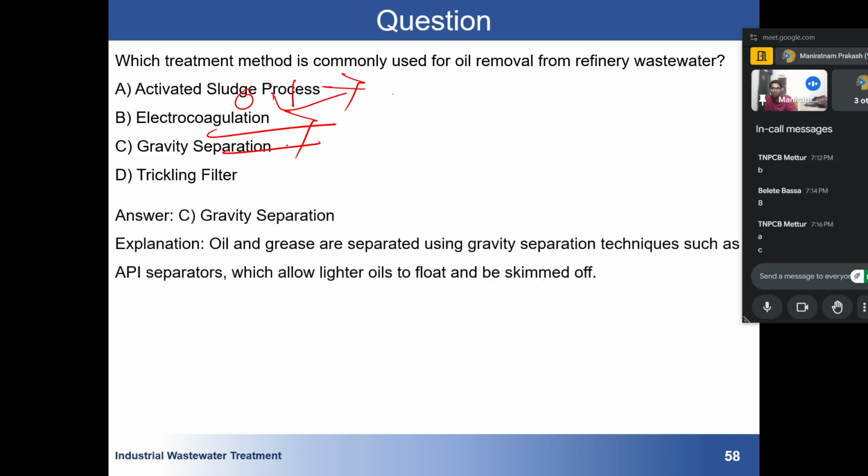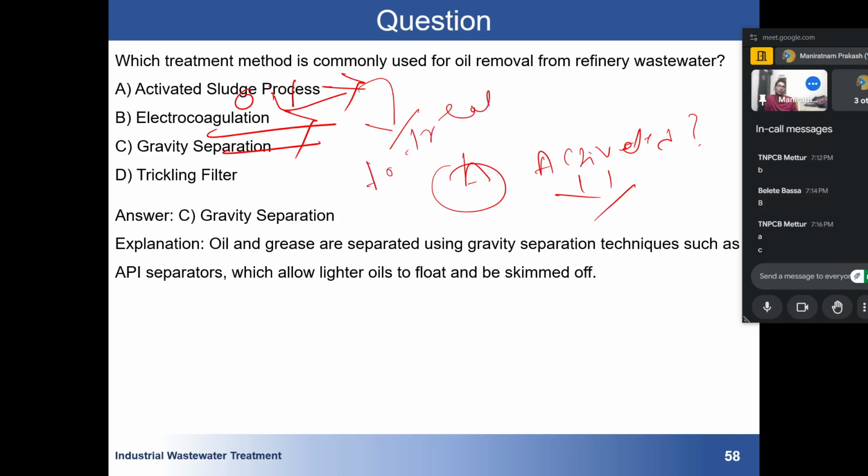C. Yes. Can anyone say where this first one is used? Activated sludge. What is its use? Where? You can write in the chat box. Where is the activated sludge process used? To treat what? Anyone? In every session I have discussed this once. What is this activated sludge? So no one remembers. This is very bad.